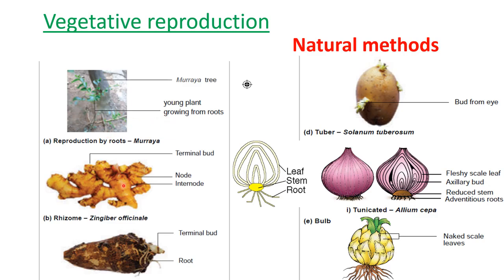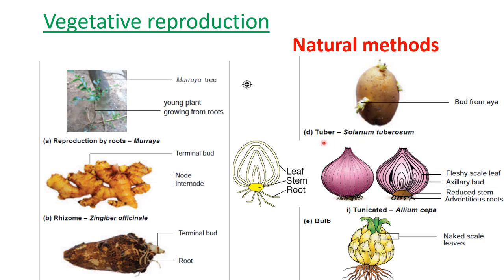The other picture is Zingiber officinale, ginger. Here, this is a stem. The form of the stem that is going to give rise to a new plant is called a rhizome. It has nodes and internodes, and the buds are formed terminally, so it is called a terminal bud. The other picture is Colocasia, where the form of the stem that gives rise to a terminal bud is called a corm.